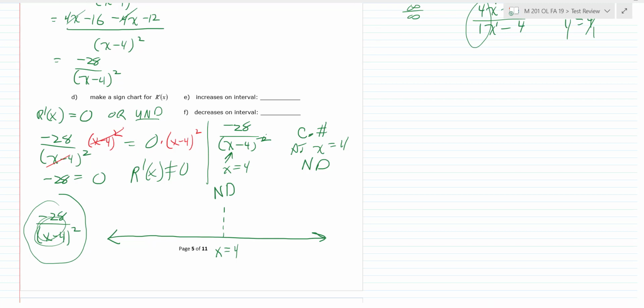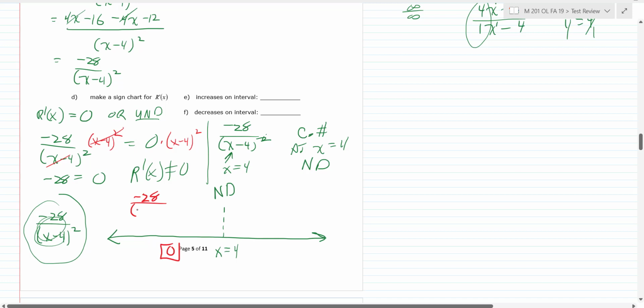All right, so let's go ahead and take a number less than 4. Let's go with 0. Plug it into this derivative. You're going to have negative 28 over (0 minus 4) squared. That's negative 28 over a positive number, so that's a negative number. So that will tell us the function is going to decrease.